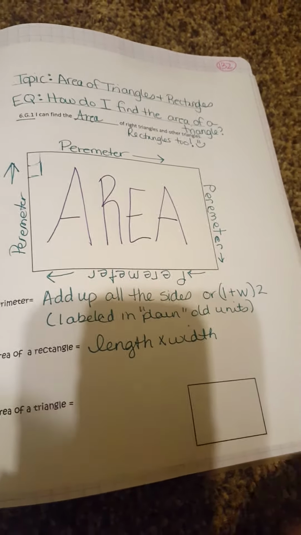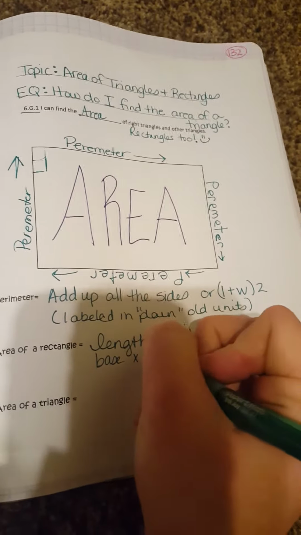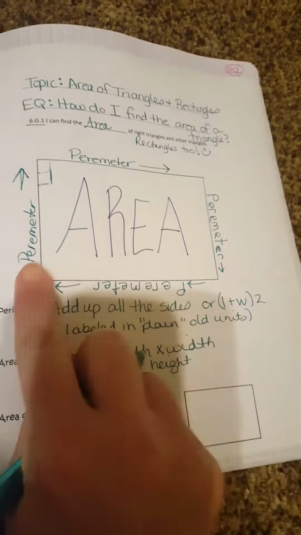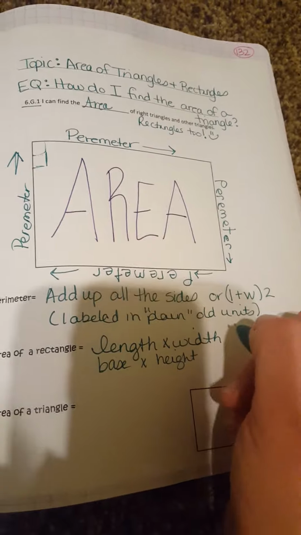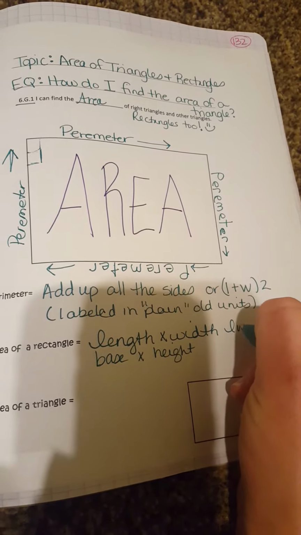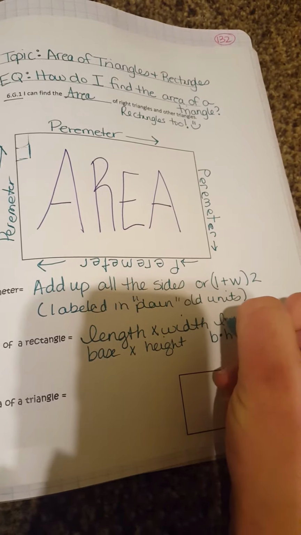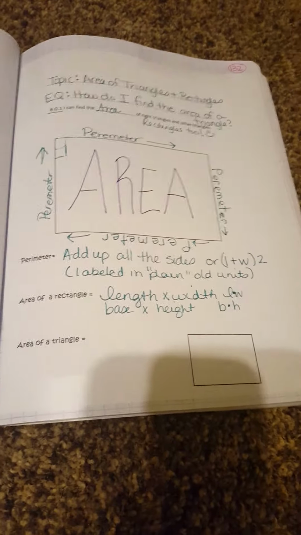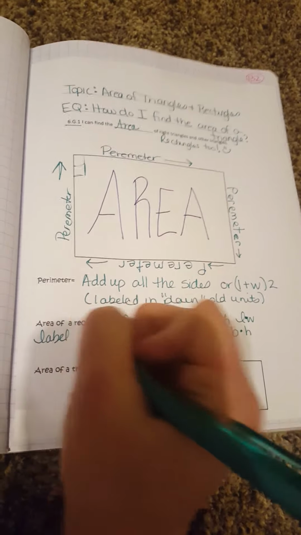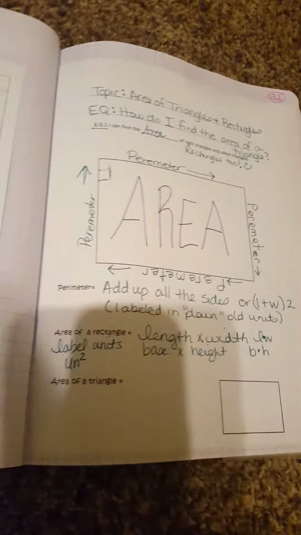Another way we could do this is the base times the height. Sometimes we call this the base and the height. So we would label this as L times W, or base times height. Now, when we're doing this type of problem, we're going to label the units squared.